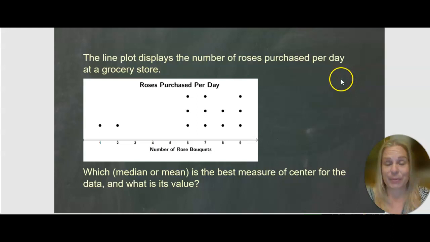This is another example of skewed data. All of our points are over here, right? And then we've got a few over here. So this is very skewed data. So again, we would use the median.